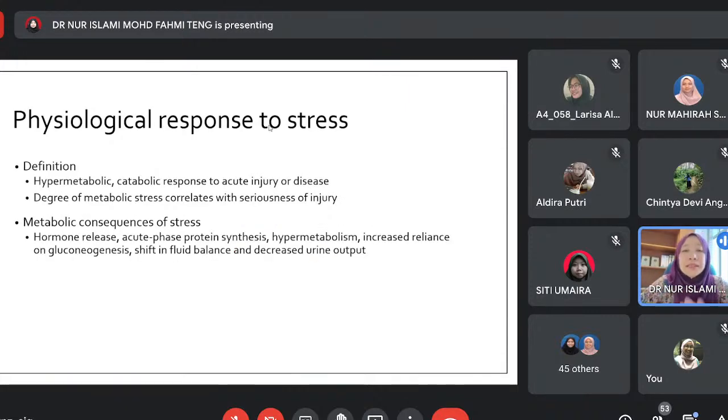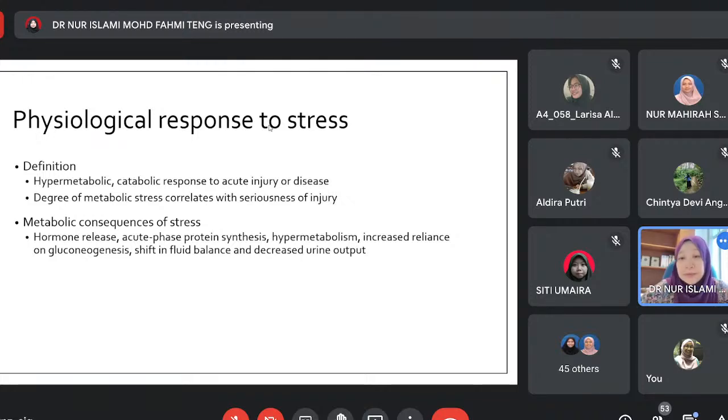Okay, so here is the physiological response to stress, which by definition is hypermetabolic. The catabolic response to acute injury or stress, and the degree of metabolic stress, correlates with the seriousness of the injury. So surgery, like any injury, like burns or an accident, elicits a series of reactions. When you have surgery, or any trauma, there will be a release of stress hormones. Our body will also respond and release inflammatory mediators.